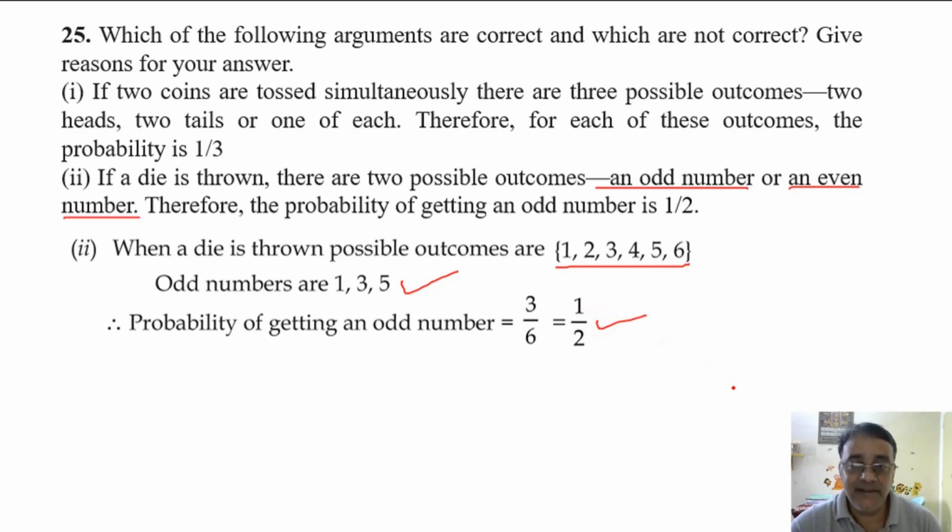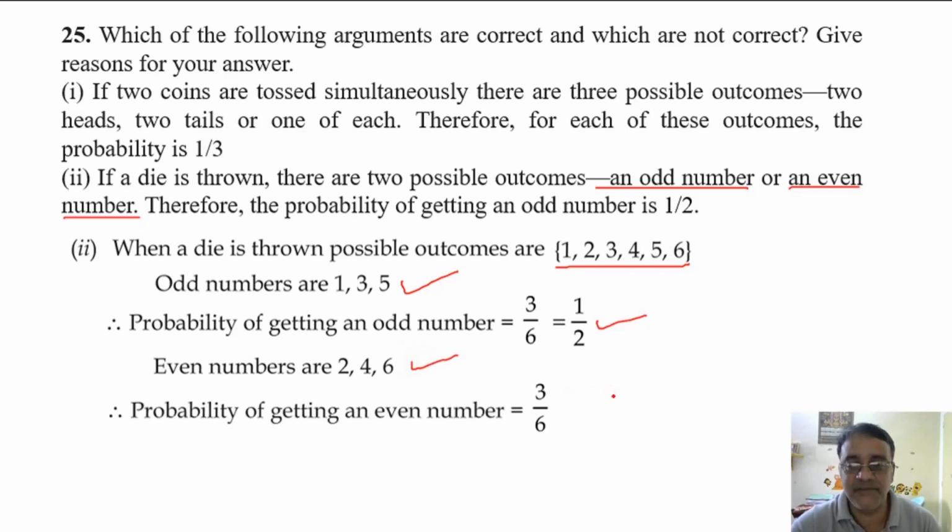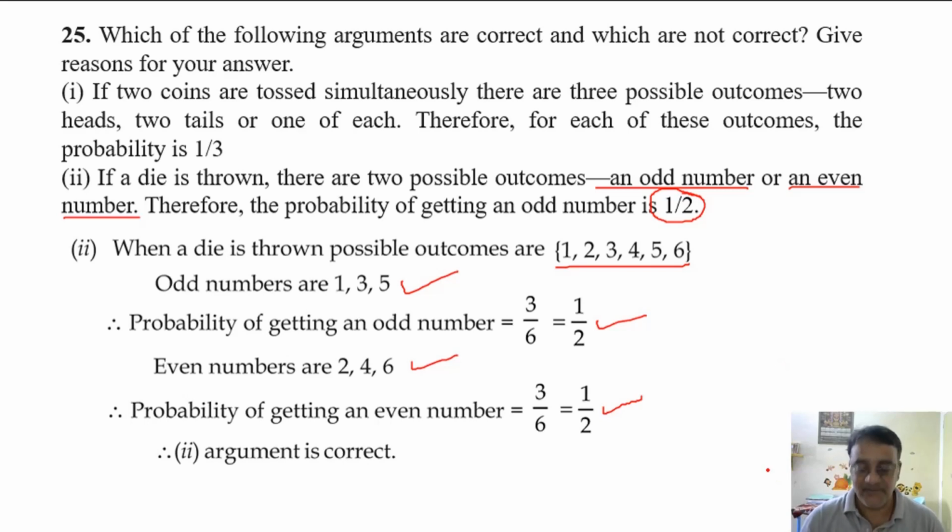And even numbers are also 3: 2, 4, 6. So what is the probability of getting an even number? 3 by 6. If we simplify, we'll get 1 by 2. So that means this argument is correct? Yes, sir. Okay. Any doubt in this question?